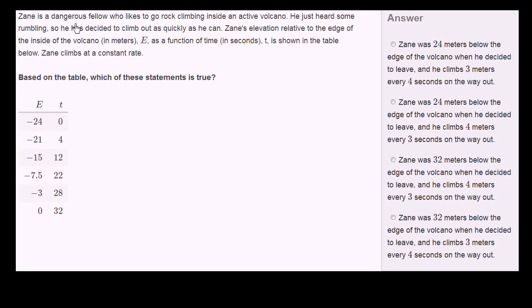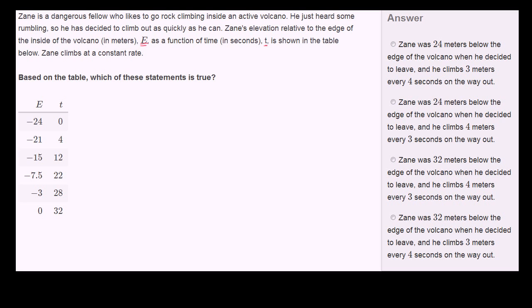Zane is a dangerous fellow who likes to go rock climbing inside an active volcano. He just heard some rumbling, so he's decided to climb out as quickly as he can. Zane's elevation relative to the edge of the inside of the volcano in meters, E, as a function of time in seconds is shown in the table below. Zane climbs at a constant rate.